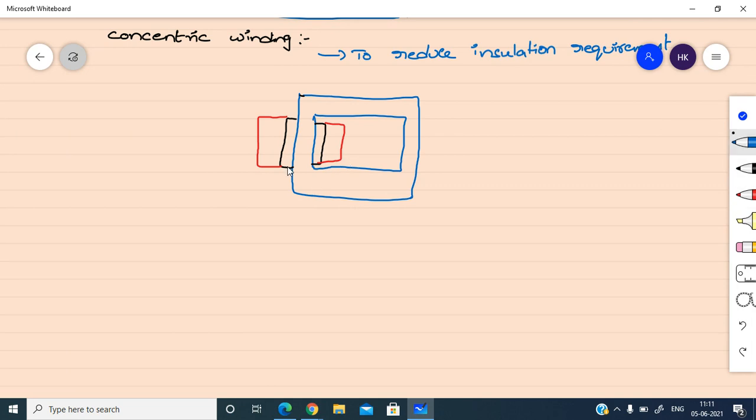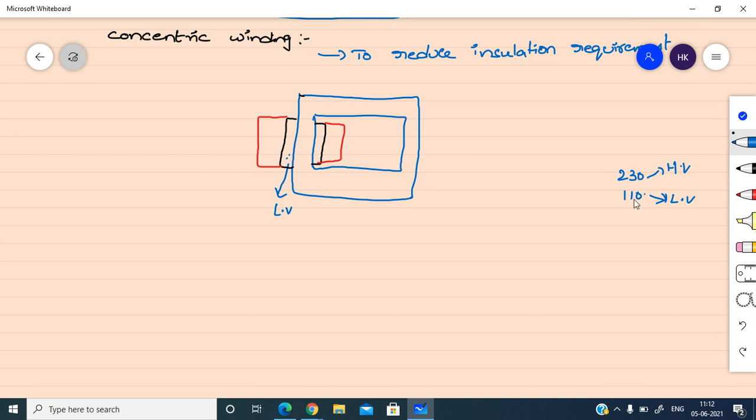See this one, assume this as the winding. First one on top of the core. So right after the core, the first winding is the LV winding, that means low voltage winding. A transformer has two voltages, one is 230 or one is 110. One will be high voltage and one will be low voltage. So the low voltage winding will be connected near to the core.